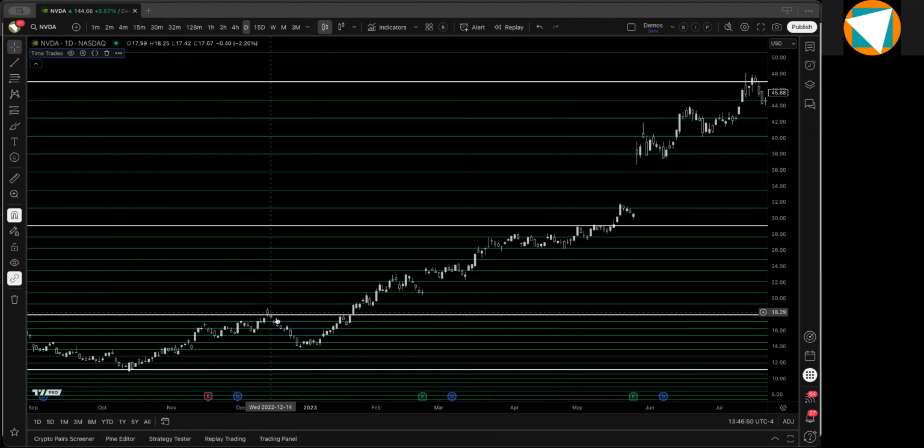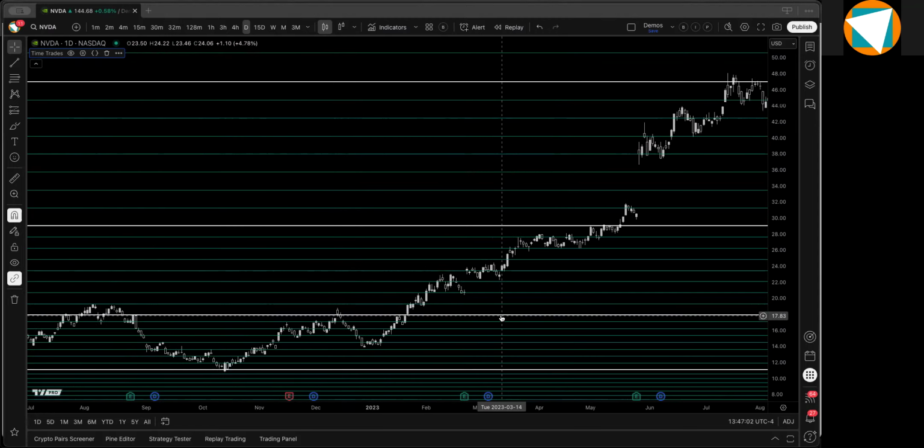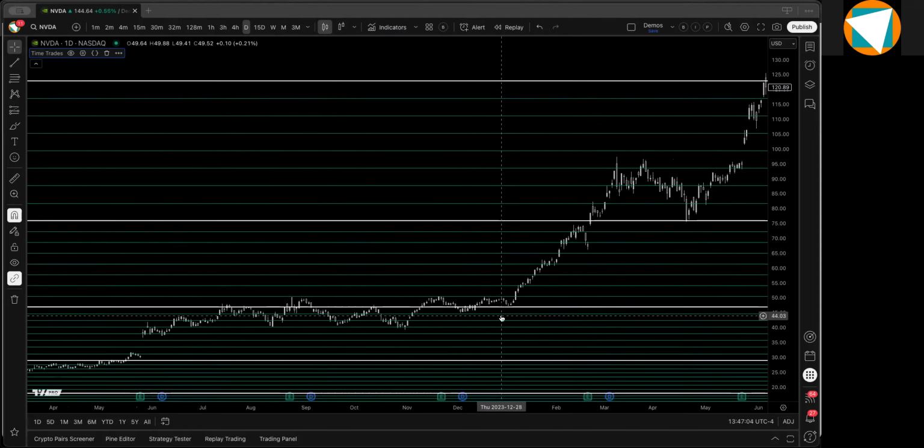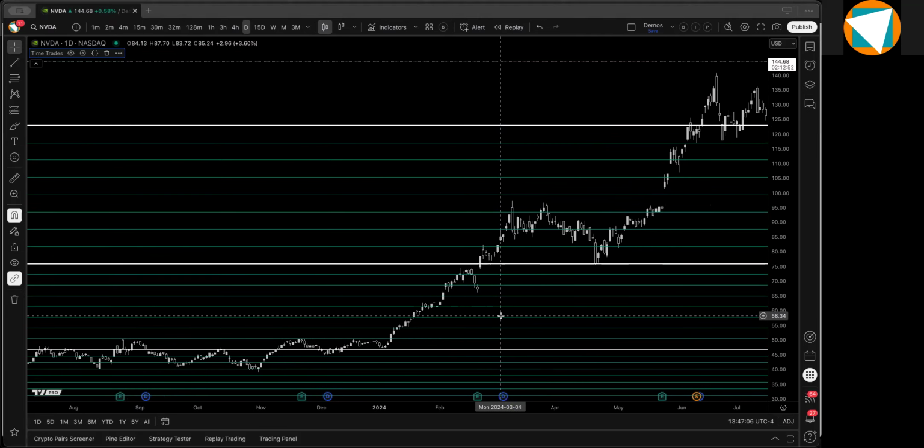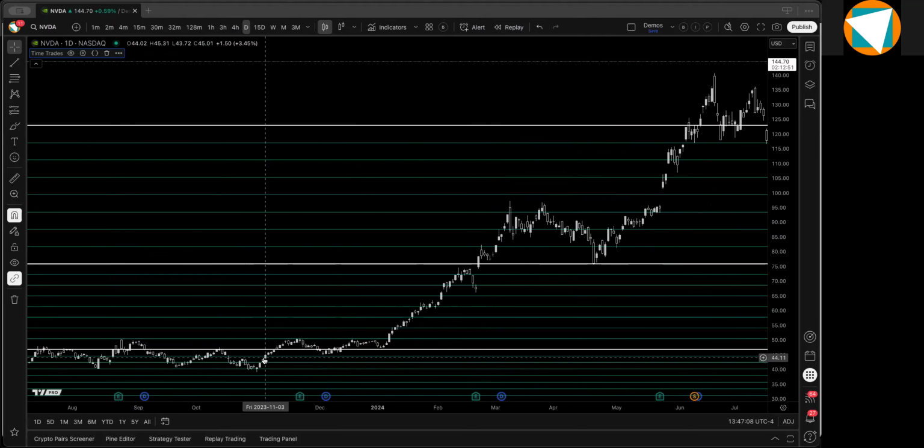First attempt to cross failed. He came back about halfway through the band, gained some energy, and then we got a strong bar up and over, and that was really a great sign of strength here in NVIDIA back in January 2023, and away we go with the AI narrative taking control.